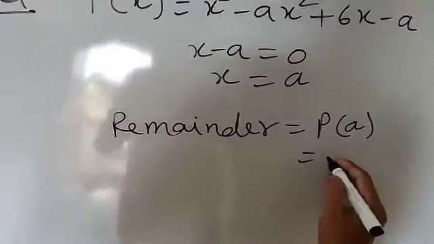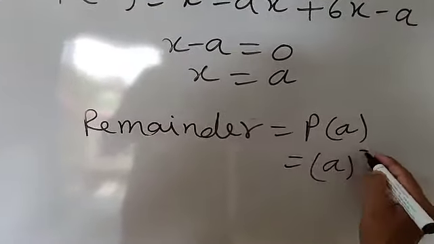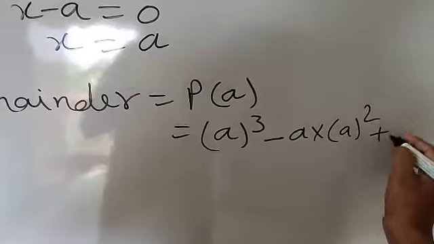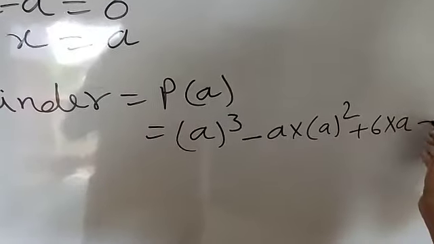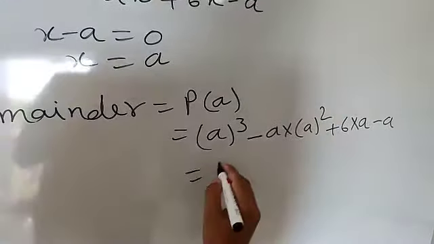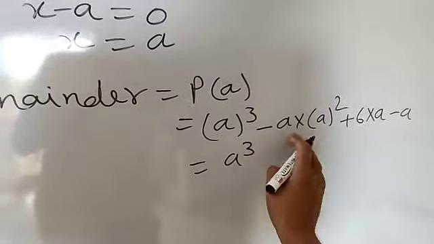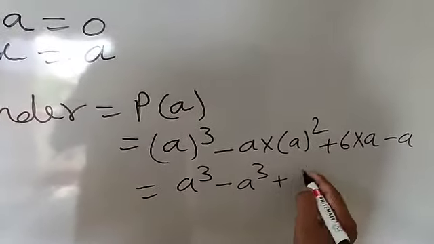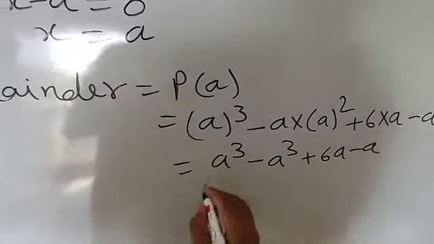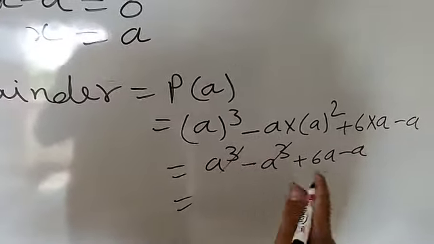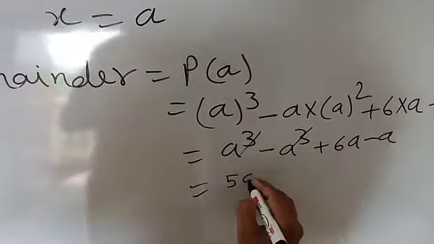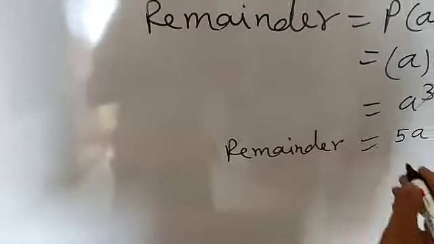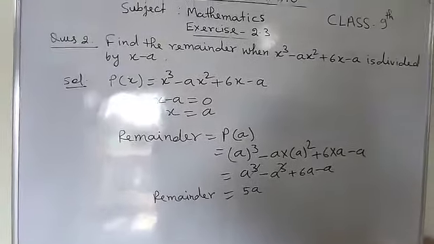So p(a). Now it is equal to x cube, then a cube, minus a into x square, so minus a into a square, plus 6x, so plus 6 into x is a, minus a. Now a cube equal to a cube, a square into a equal to a cube. So minus a cube plus 6a minus a. Now a cube minus a cube both will be cancelled, and 6a minus a equal to 5a. So here the remainder equal to 5a. So that is the remainder. This is equal to 5a.